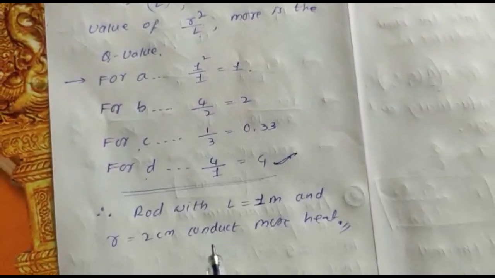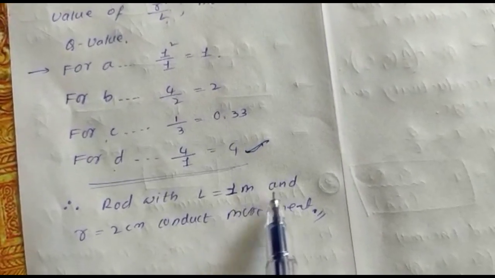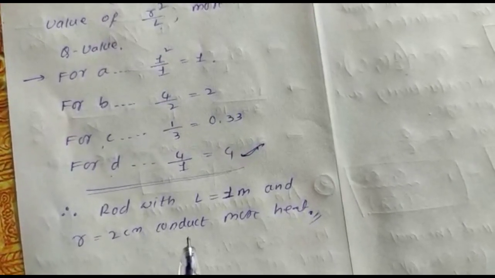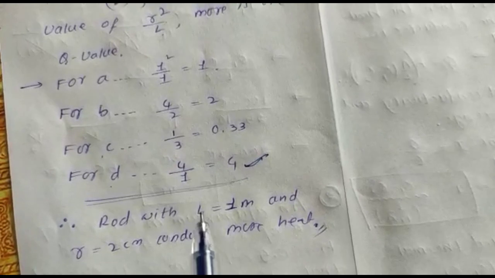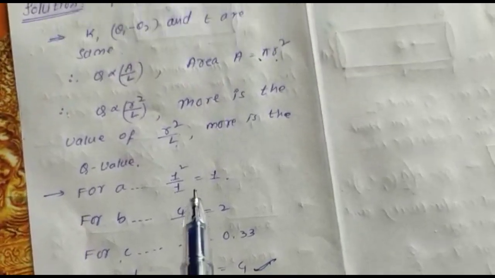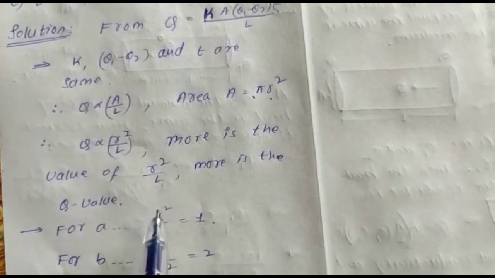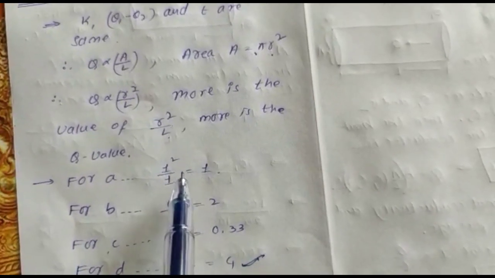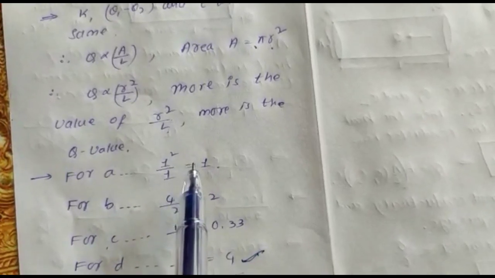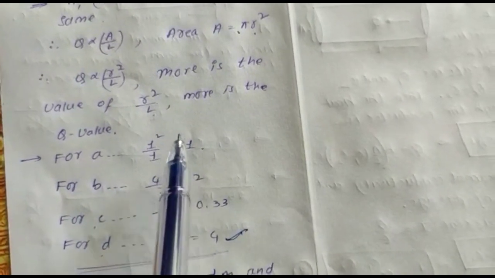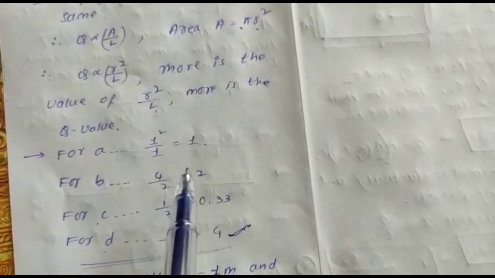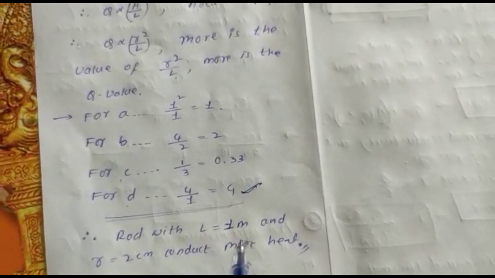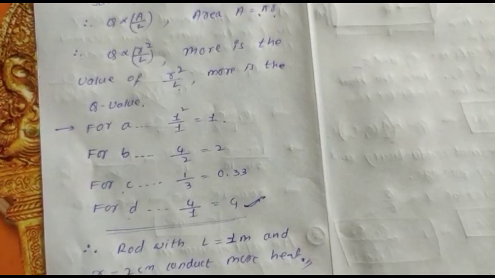That means whenever you take a rod with L equals 1 meter and radius equal to 2 centimeter, that rod conducts the most heat as per the question. One more thing you can observe: I have not converted the units of the radius into meters. Why? Because for every option it is 10 power minus 2, since 1 centimeter is equal to 10 power minus 2 meter, and this whole square, 10 power minus 4, comes out as a common factor. That's why I didn't write it. Therefore the fourth option is the correct answer for this question.